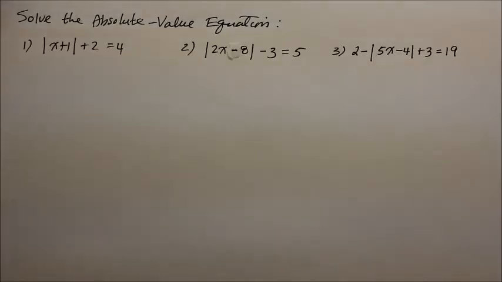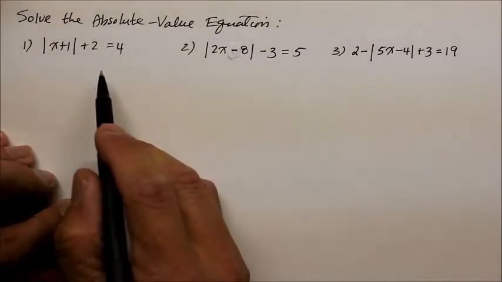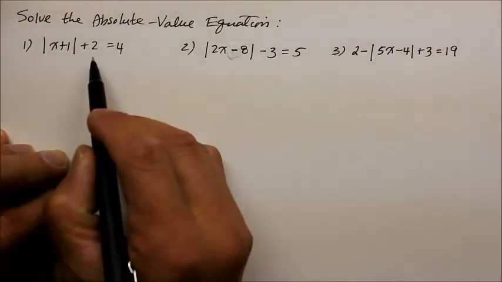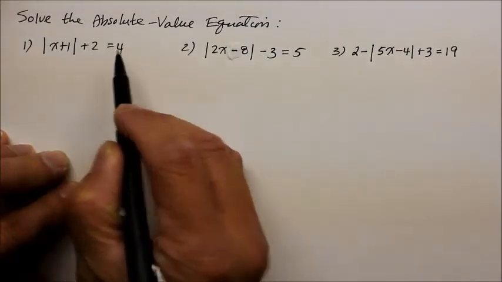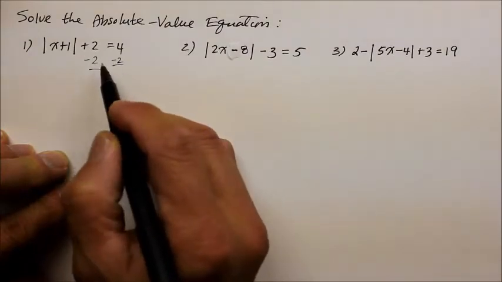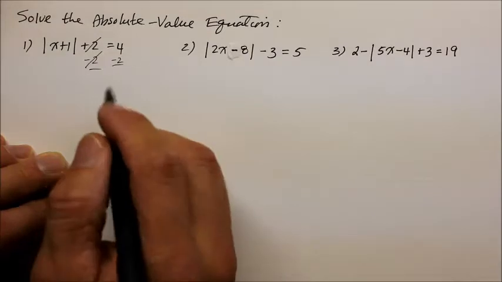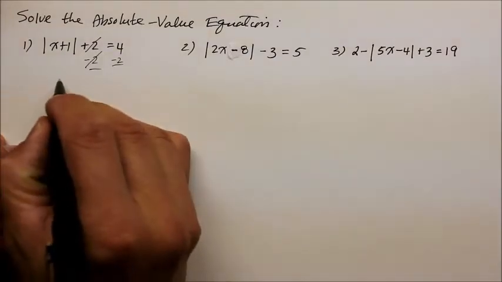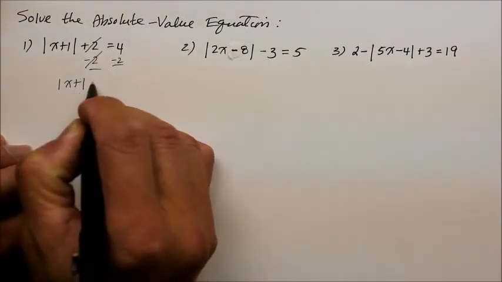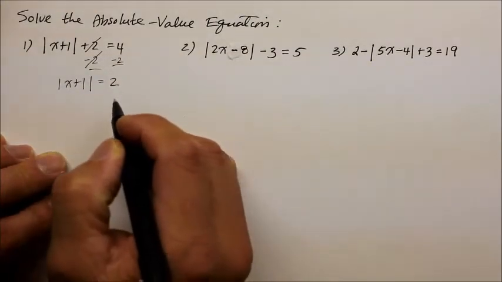Hi, this instructional video is about absolute value equations, solving absolute value equations. Just like when you are solving an equation, in this case we're going to minus the 2 from both sides of the equation. So we go minus 2, minus 2. On the left side, since this is an additive inverse, the 2 and the minus 2 cancel out. All you have remaining now is the absolute value of x plus 1, which is equal to 4 minus 2, so it's 2 on the right side.